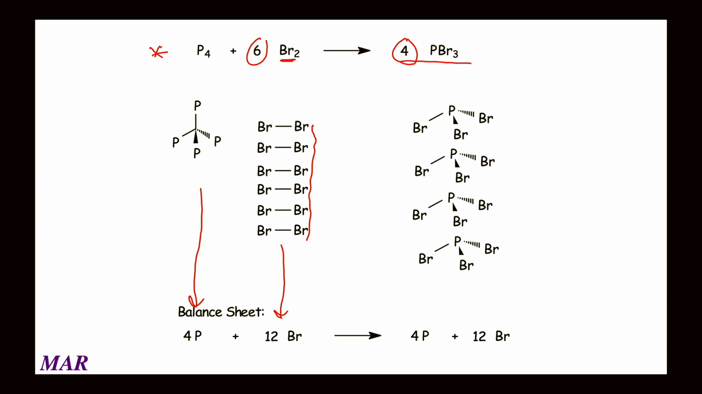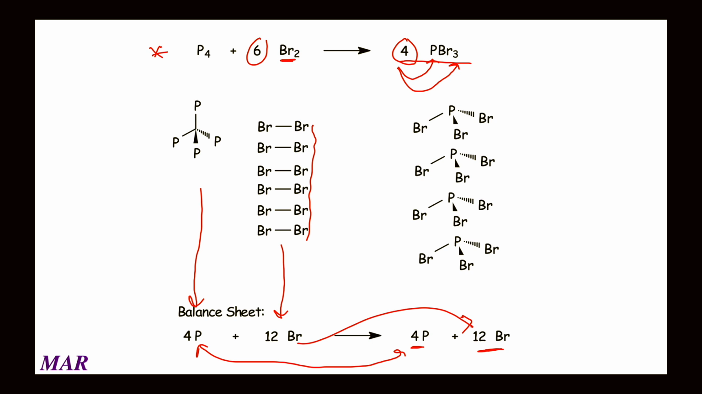Now for the 4 PBr3s, that means you have 4 times 1, 4 phosphorus, and 4 times 3, 12 bromines. So if you figure this all out, 4 Ps, 12 Brs, and guess what? Balanced. 4 phosphorus atoms on both sides, 12 bromines on both sides. So this is a balanced chemical reaction.